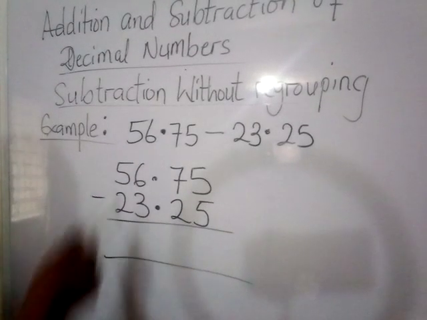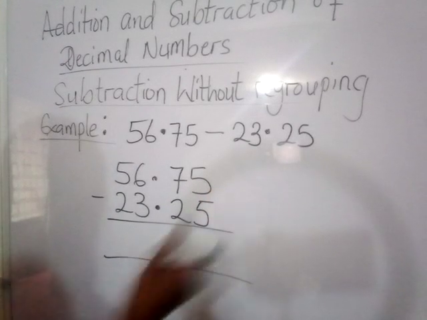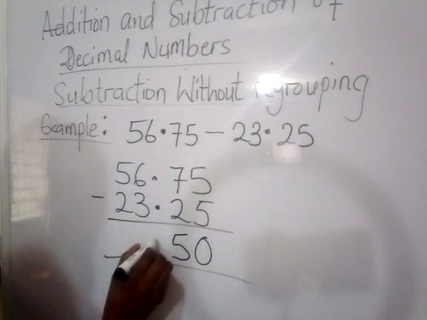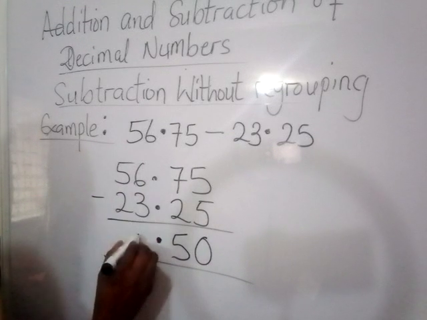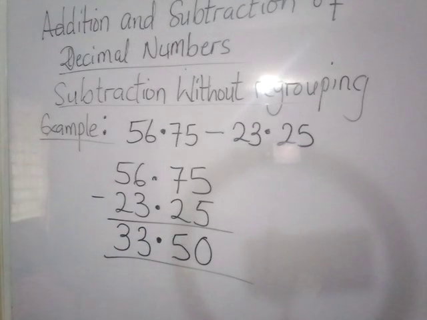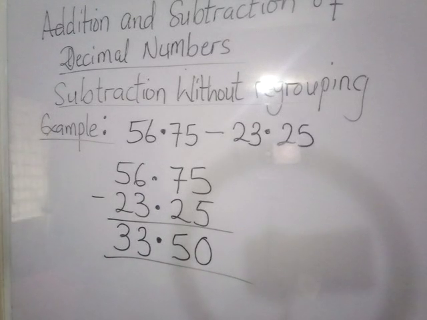Okay, 21.22. So let's take another example. So we have 56.75 take away 23.25. Okay, so 5 take away 5 is 0. 7 take away 2 is 5. Again, your decimal point. 6 minus 3 is 3, and 5 take away 2 is 3. So our answer is 33.50. You will see how straightforward this is, okay? Yeah, it's straightforward. So I think we should just move on to subtraction with regrouping. That's where we need some straightening.